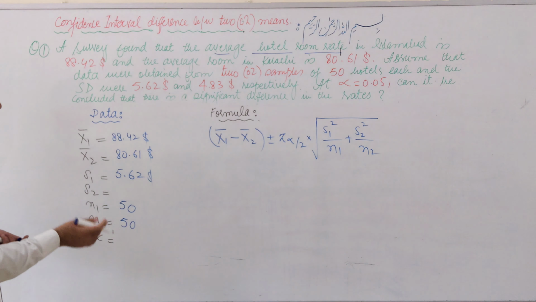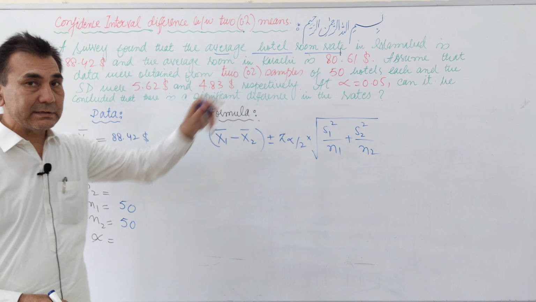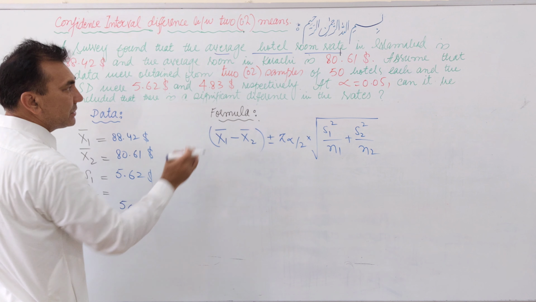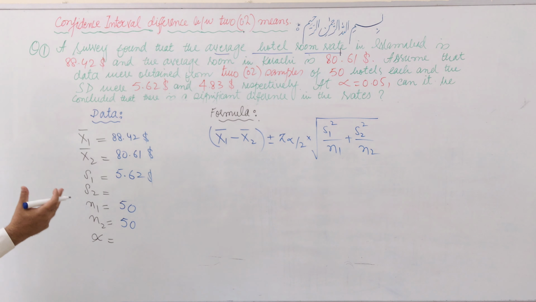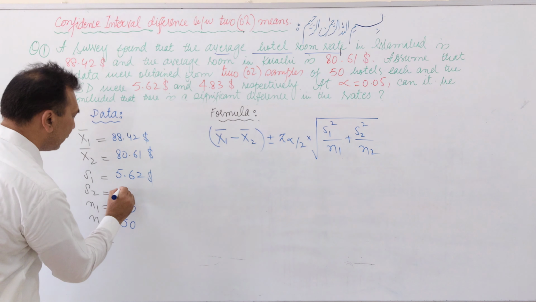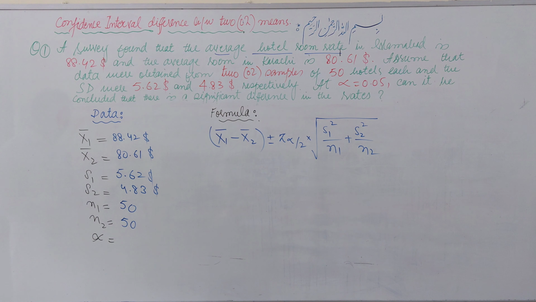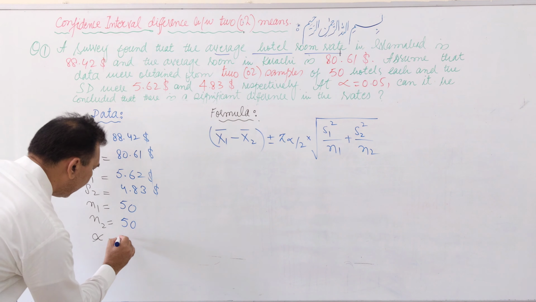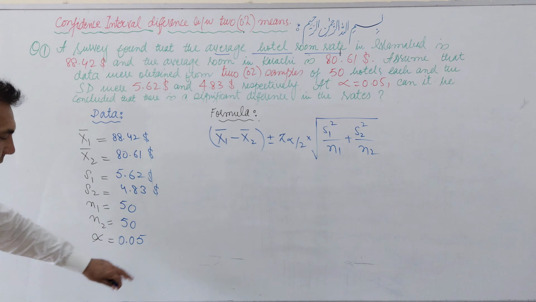5.62 US dollars is the first standard deviation, for the average hotel room rate of Islamabad. The second is 4.83 US dollars, the standard deviation of the Karachi average room rate. The last one is the level of significance, alpha, which is given in this question as 0.05.